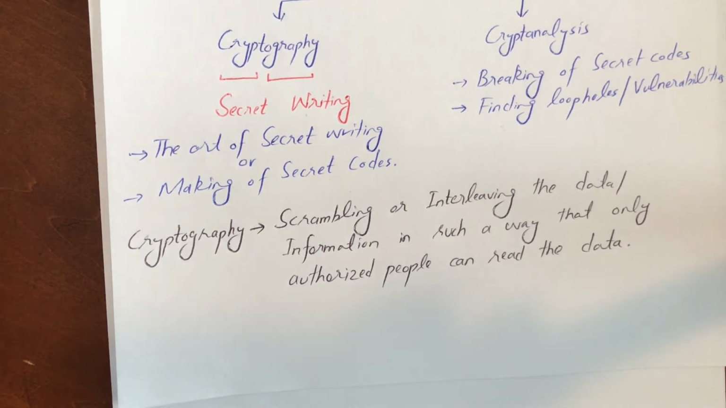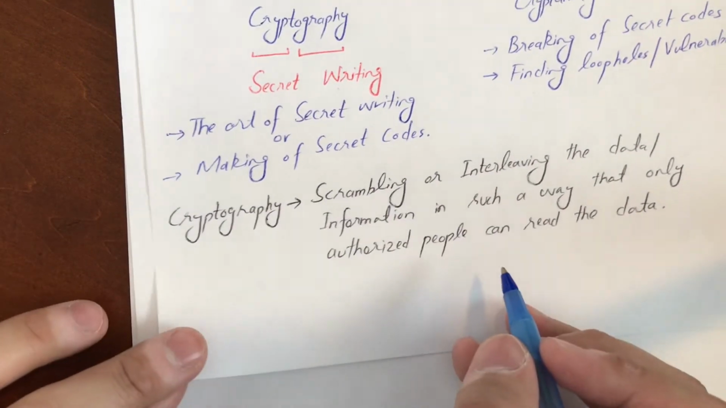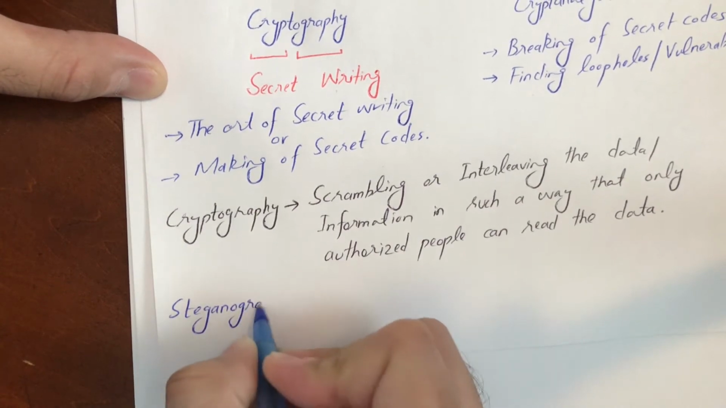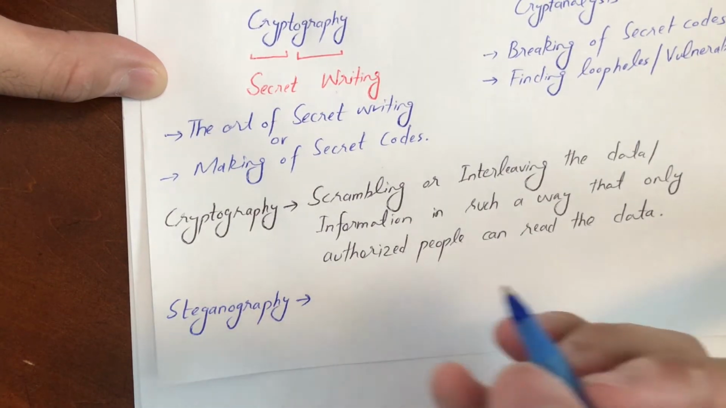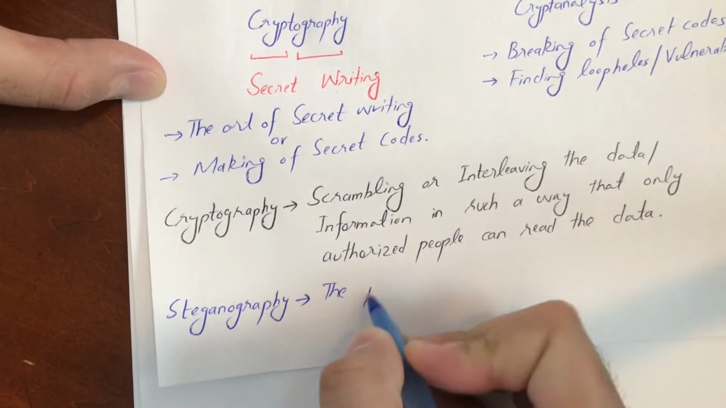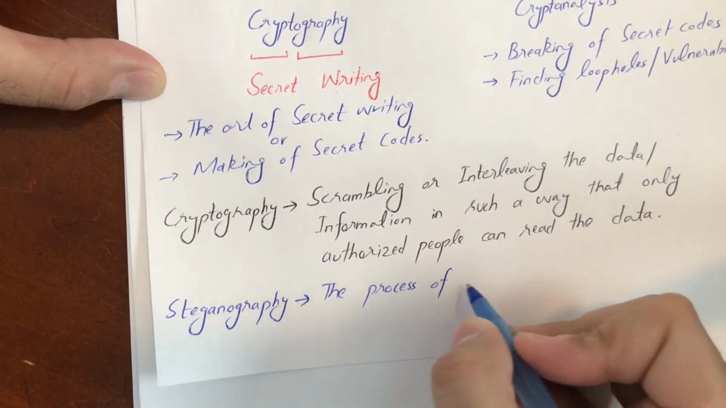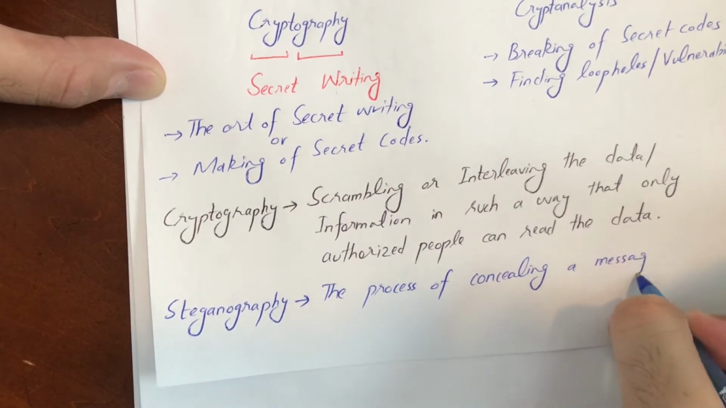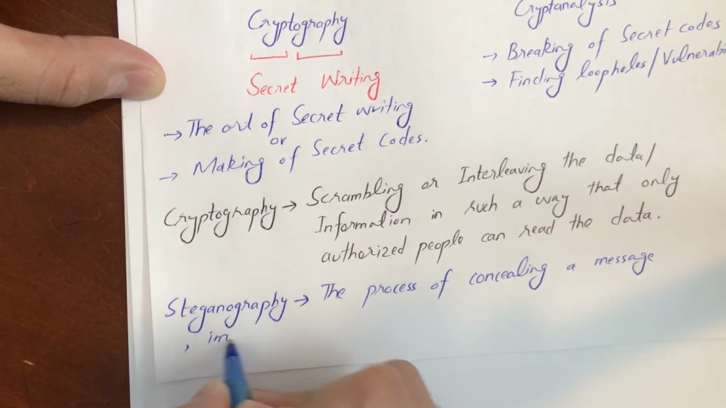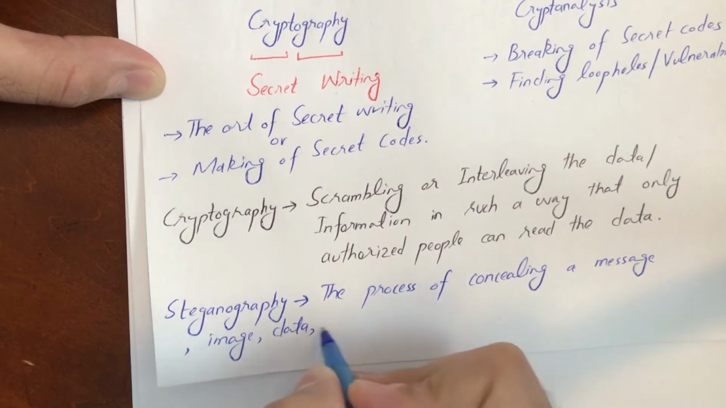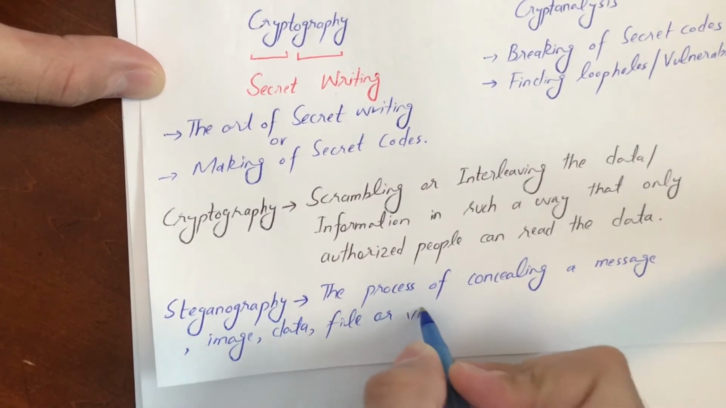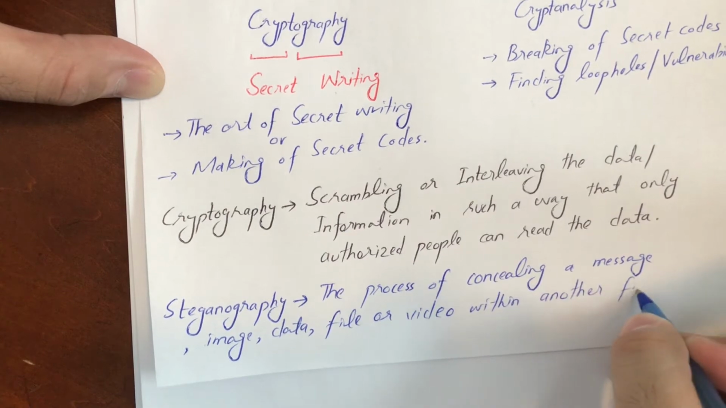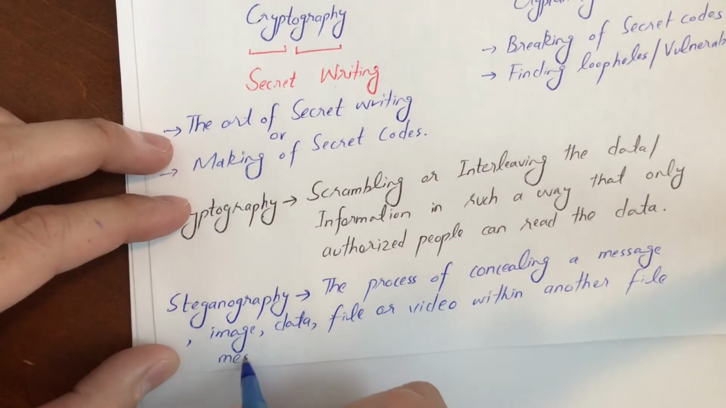While steganography, which is of course a very closely related term, is basically concealing, or you can say hiding. It's the process of concealing a message, image, or data, or a file, or a video within another file, message, or video. This is called steganography.